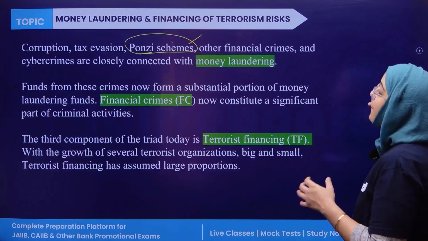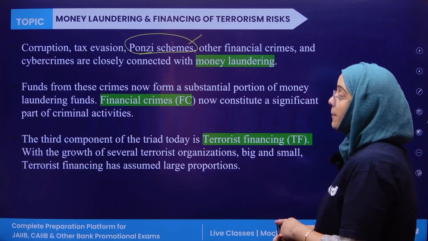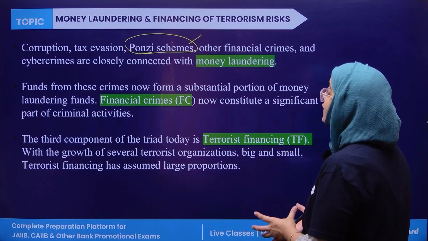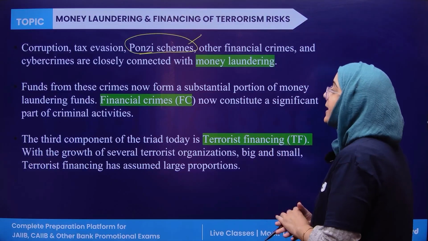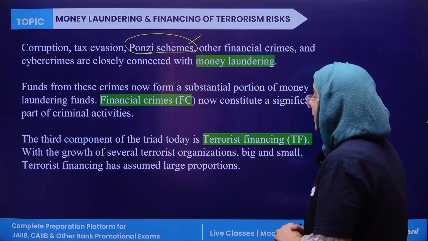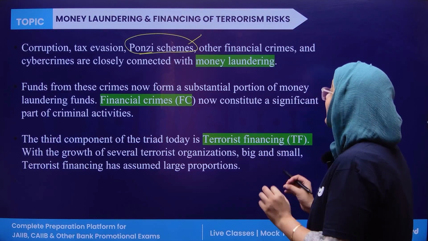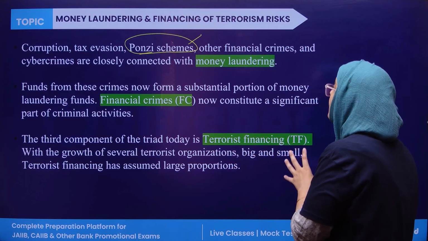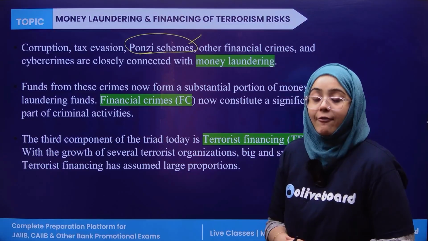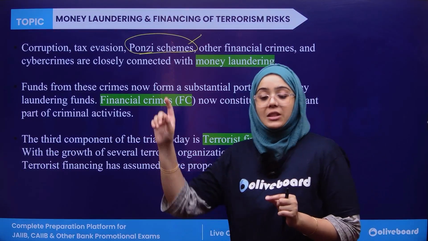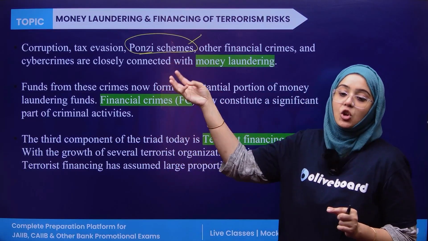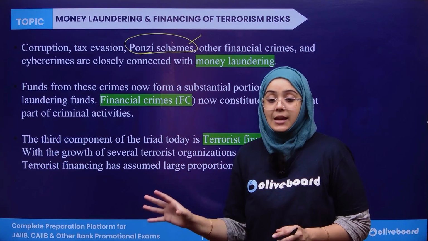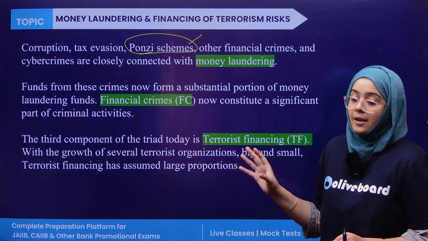So all these are part of money laundering: corruption, tax evasion, Ponzi schemes, financial crimes. These are all very closely connected with money laundering. Funds from these crimes form a very substantial portion of money laundering. So if you are utilizing any fund for these types of crimes, for example corruption or tax evasion, they are very closely related to money laundering.